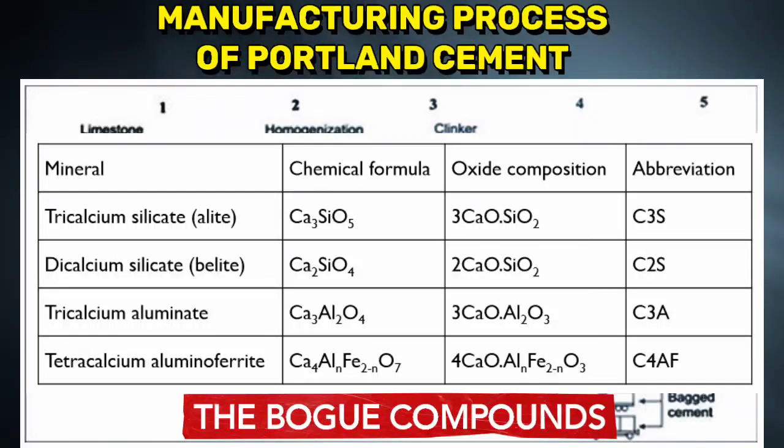And then we have the dicalcium silicate, which is C2S. We have tricalcium aluminate. This is also formed, which we call C3A. Then we have the tetracalcium aluminoferrate, which we call C4AF. So these are some of the materials that are being formed in the process of heating in the kiln.